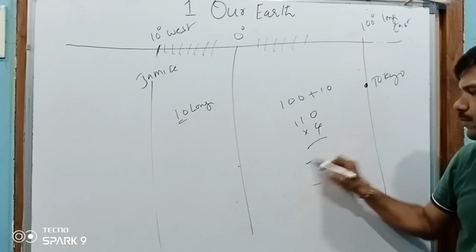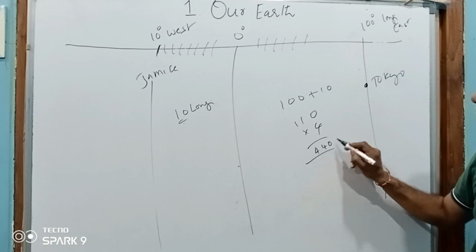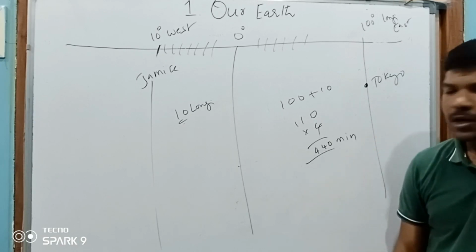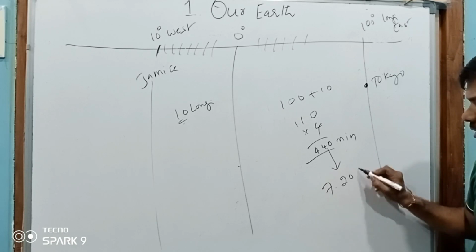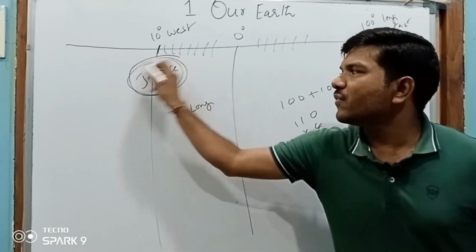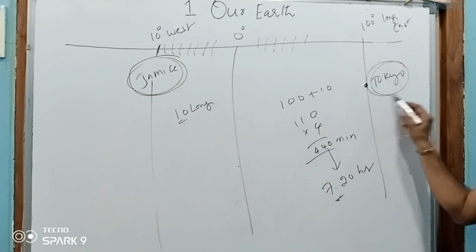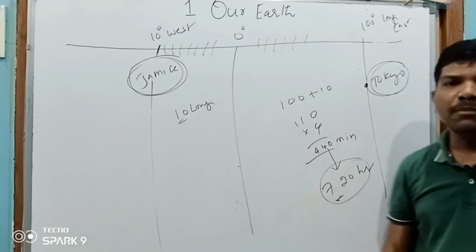110 into 4, how much is it? It is 440 minutes. When you convert 440 minutes, it comes to 7 hours 20 minutes. The time difference between Jamaica and Tokyo is 7 hours 20 minutes.